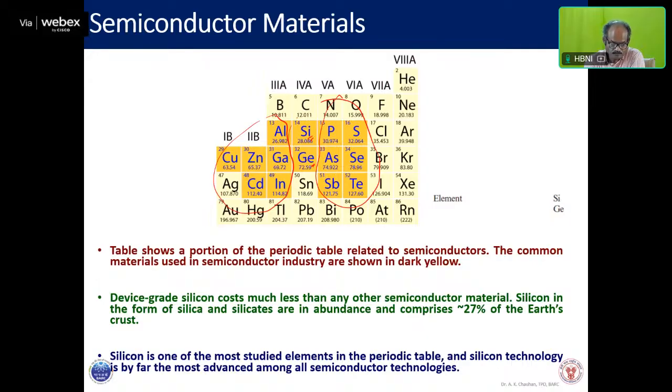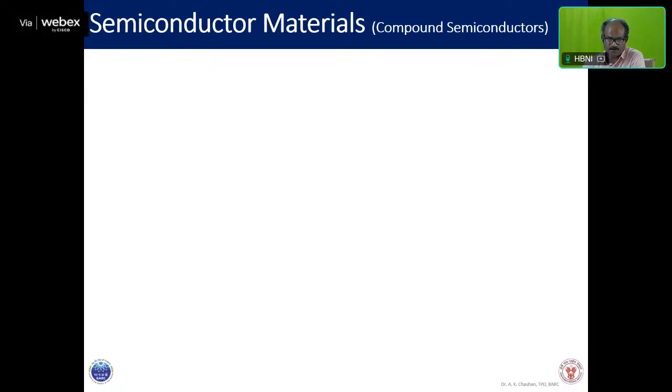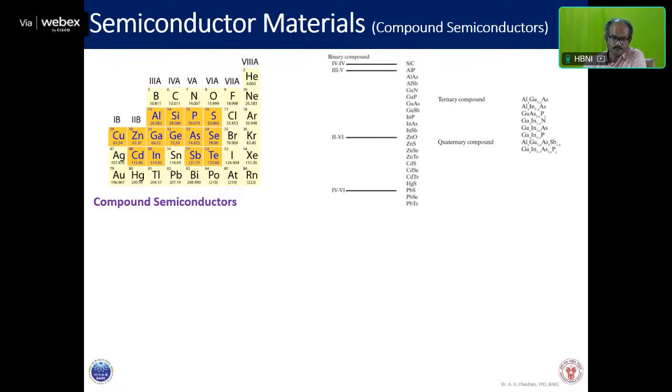So you can easily get silicon. Because of its availability and its useful properties, silicon is the most studied element in the periodic table. The silicon technology is by far the most advanced among all semiconductor technologies because of its availability, and so many groups have been working on it since the beginning.